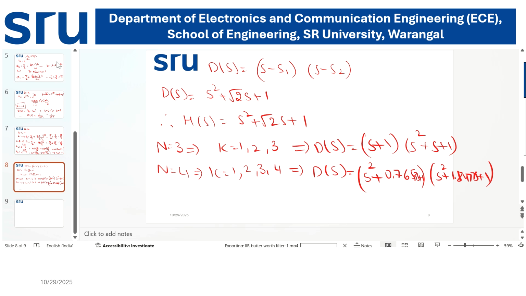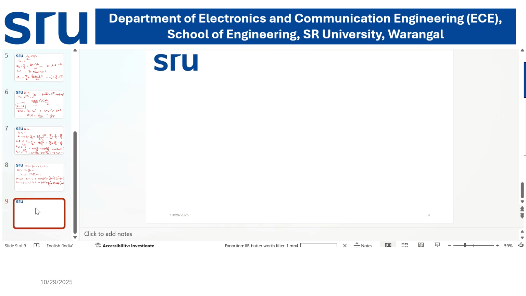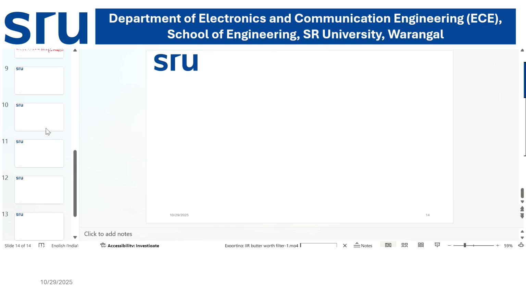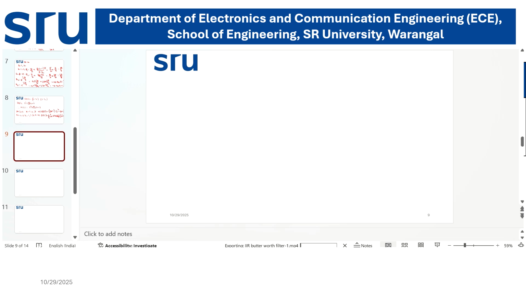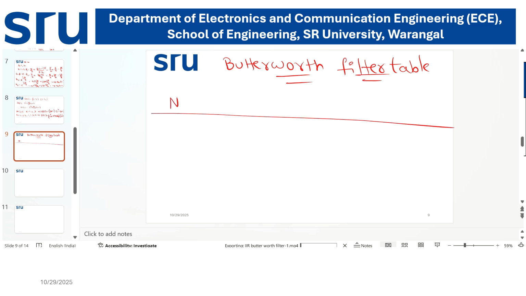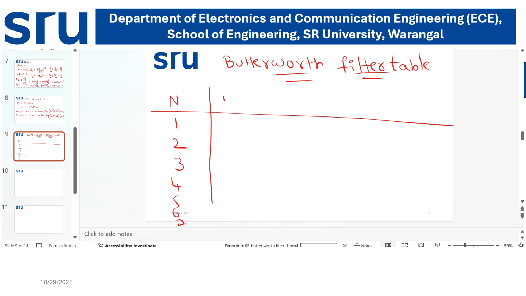So by considering all these values into account, we have the table called the Butterworth filter table, which gives the details about the Butterworth filter and tells us what the polynomial is for the given order of the filter. So we have n equal to 1, 2, 3, 4, 5, 6, 7. For n equal to 1, the polynomial is s plus 1.